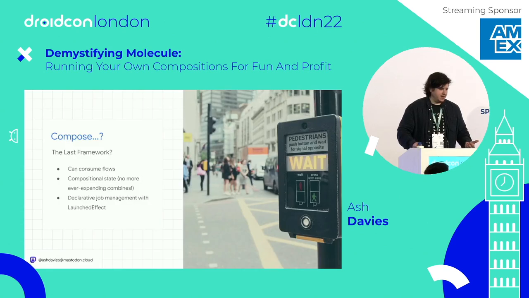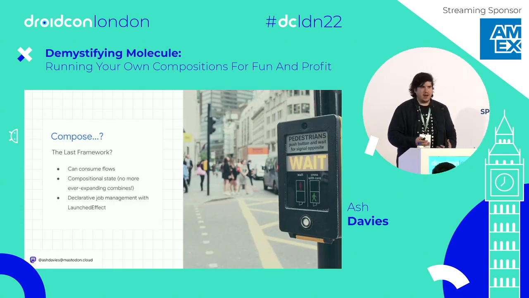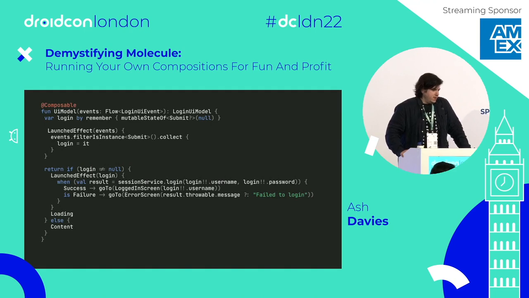And finally, you've got this declarative job management, where you can decide what you want to manage and which jobs to actually manage with the launched effect. And this all runs with the compositional coroutine state as well.